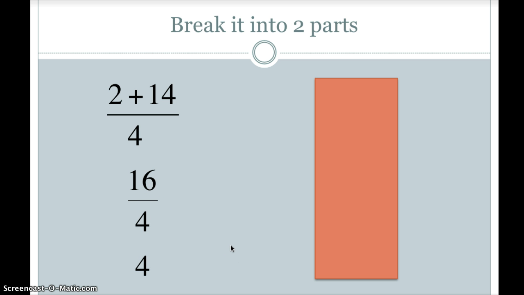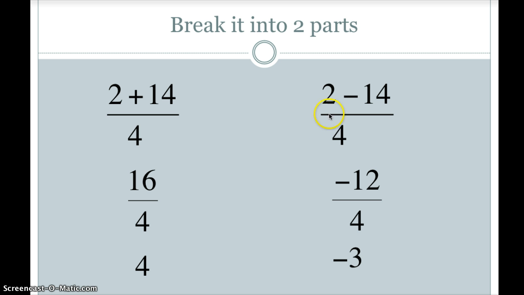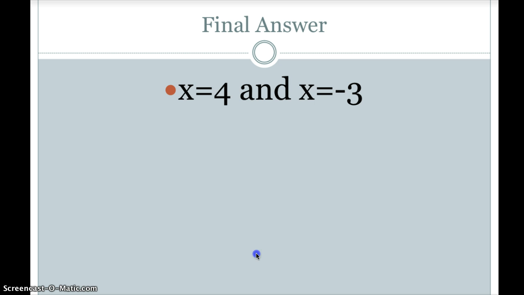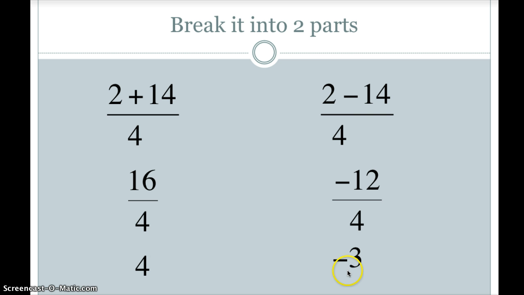The second part that I'm going to complete is the opposite. I need to do 2 minus 14, all divided by 4. Again, do the numerator first. 2 minus 14 is negative 12. Negative 12 divided by 4 gives me negative 3. So my final answers are 4 and negative 3. 4 and negative 3 from this.